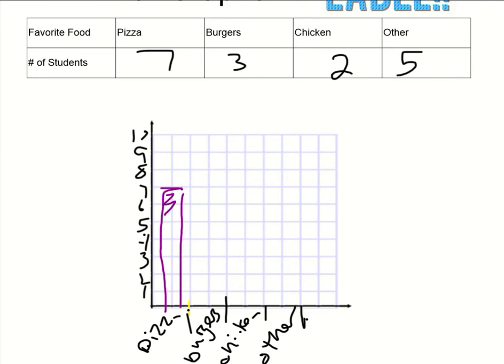I could even shade that. There we go. And now I've got burgers. Burgers needs to go up to 3. Alright, 3 is right here. Here's my burgers. Chicken is 2, so we need to be able to go up to 2. And other is 5, so it needs to be able to go up to 5.